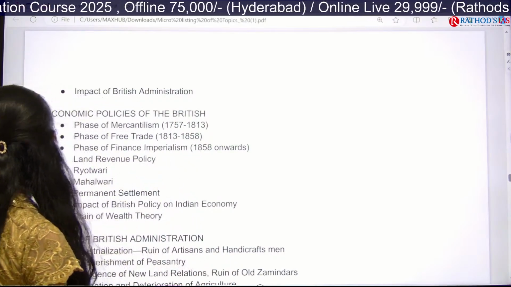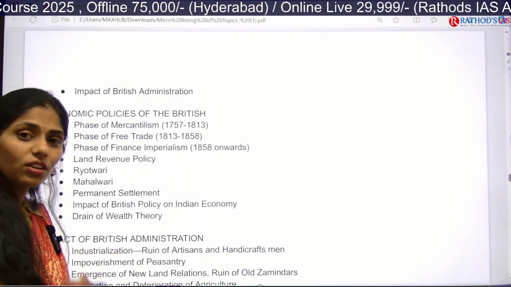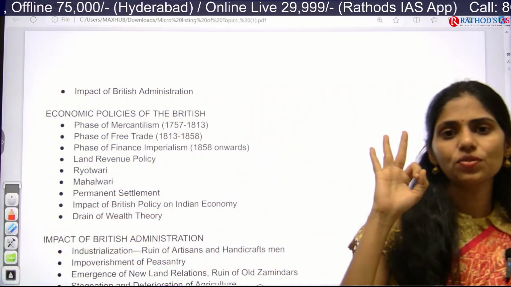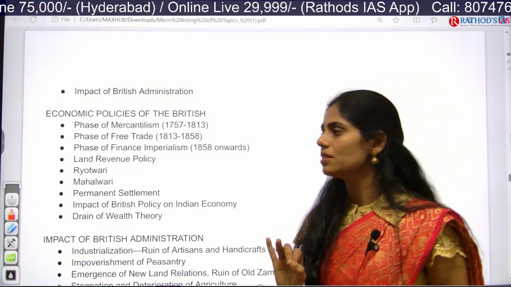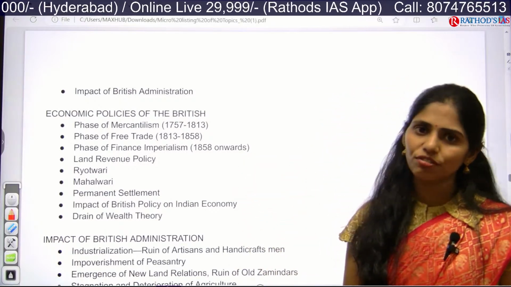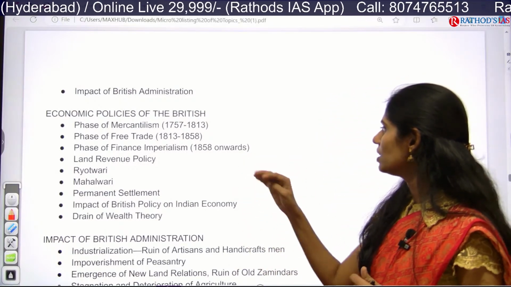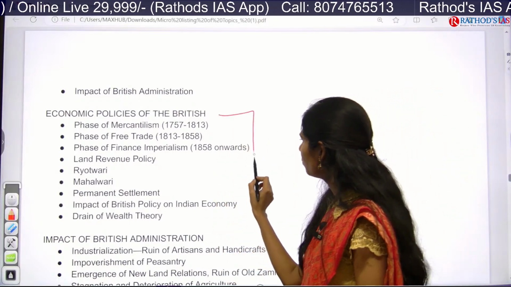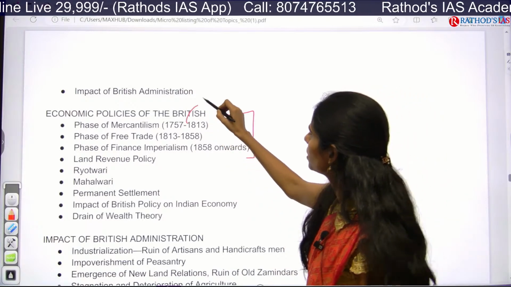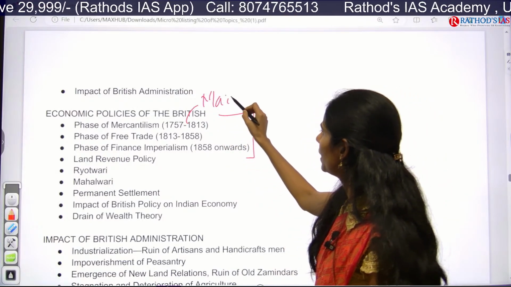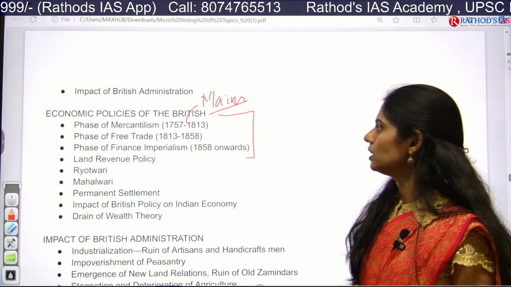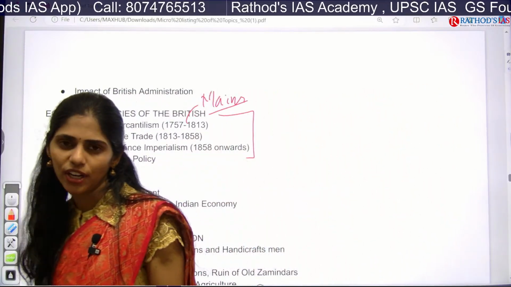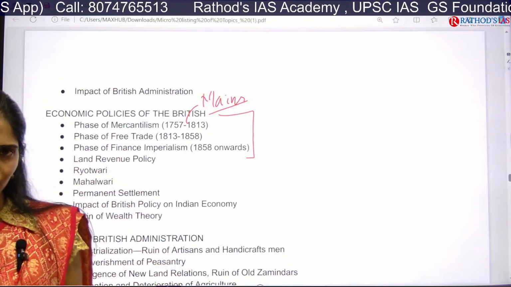Okay, economic policies of the British. Here we have divided them into 3 parts. First is the phase of mercantilism, second is the phase of free trade, and third is financial imperialism. You have to know these 3 phases, and they are very important for your mains. The first phase is mercantilism. They started trade, okay, trade of what, spices, other goods, etc.